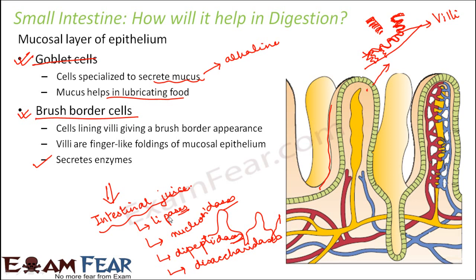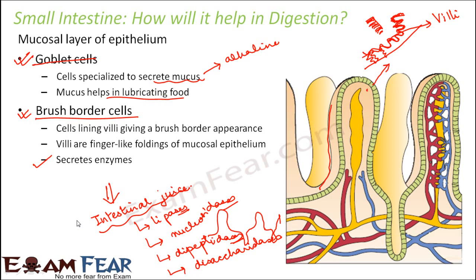Lipases will digest lipids. Nucleotidases will digest nucleotides. Dipeptidases will further digest dipeptides. And disaccharidases will further digest disaccharides, because the food is already partially digested. So now you do not have carbohydrates in the form of starch or polysaccharides; you have most of the carbohydrates in the form of disaccharides. Similarly, you do not have proteins in their most complex form; you have them in the form of dipeptides. Similarly for nucleotides and lipids.